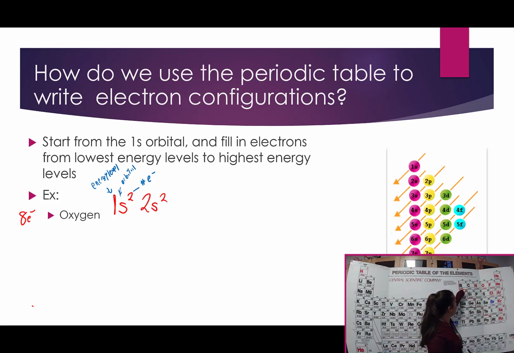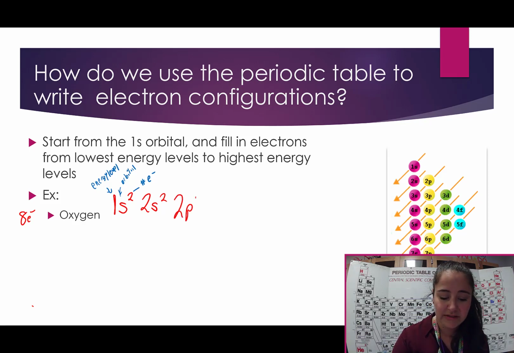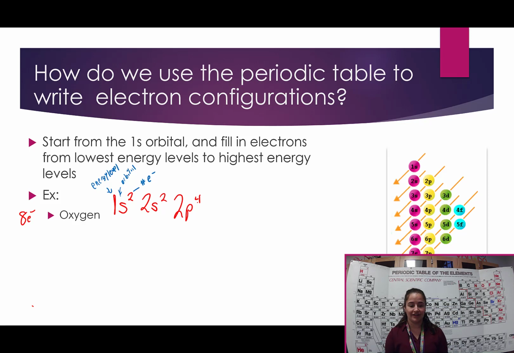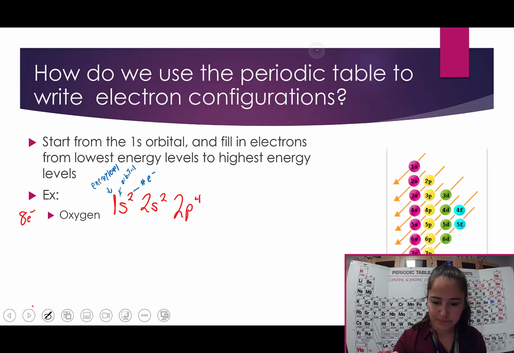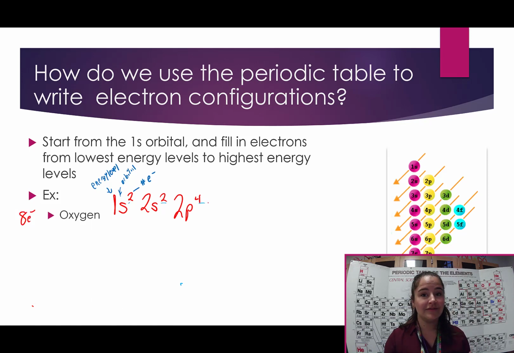And then we're over here in the P block, still in that second row. So 2p, 1, 2, 3, 4. 2p4. We stop when we get to oxygen. Now you can see we have 2 plus 2 plus 4, which adds up to the 8 total electrons. You can also see in the second energy level, it has 2 plus 4 or 6 electrons. So that matches that oxygen has 6 valence electrons.